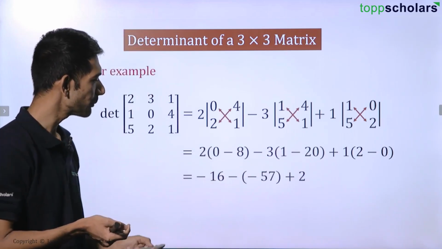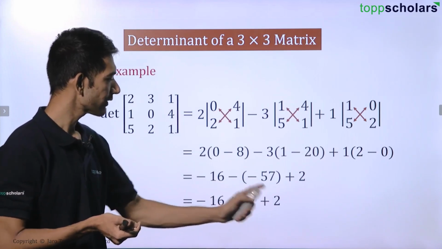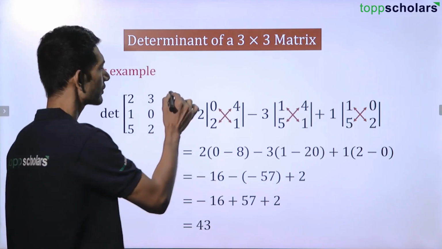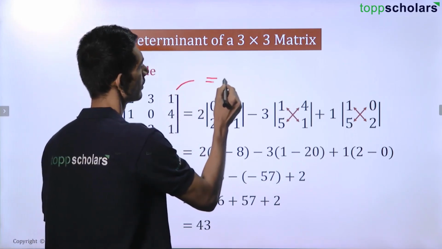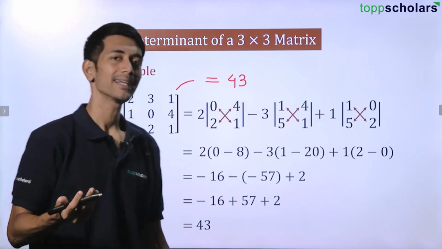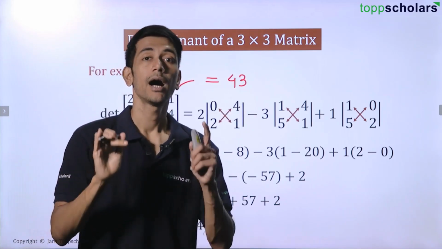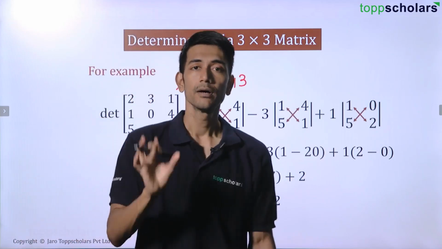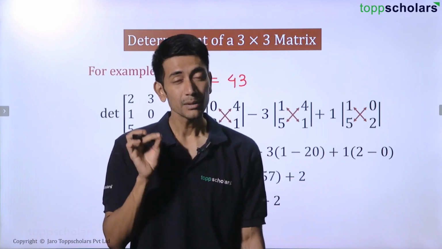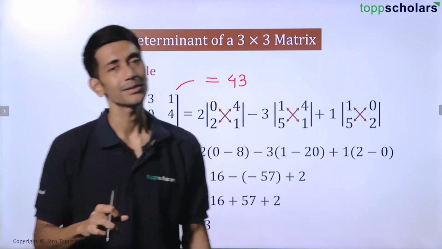So this becomes plus in the middle. Minus 16 plus 57 plus 2. And the final answer that you get is 43. So what is the determinant of this? It is 43, and 43 is your final answer. I hope this part is clear to you. I hope you have understood how to solve a matrix and find out its determinant where the matrix is of order 3 by 3. Correct?